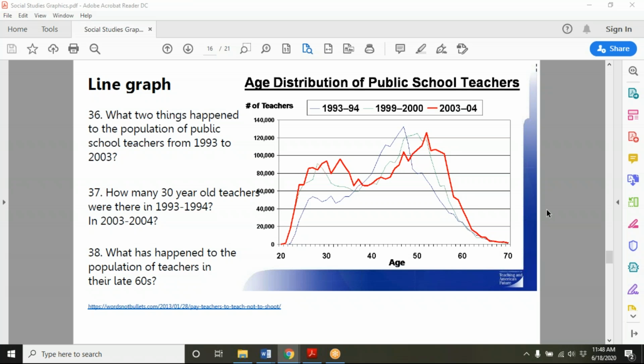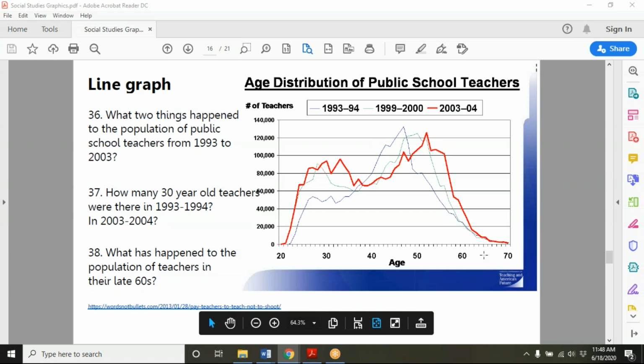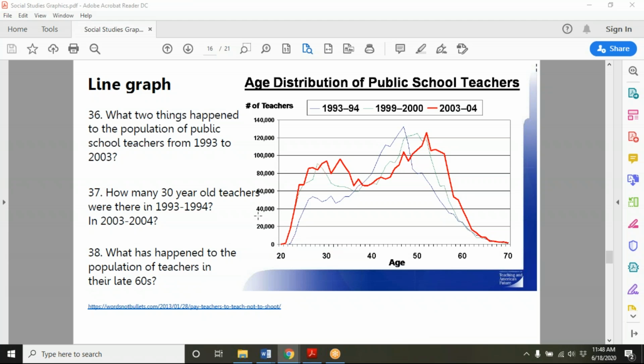Okay, line graph, same sort of thing. This is age distribution of public school teachers. Kind of tricky here. Now, this is 3 graphs in one. This is tricky to look at. Across the bottom we have age 20 to 70. Up the vertical axis, we have number of teachers, 20,000 teachers, 40,000, 60, 80, 100,000. The 3 different lines represent 3 different school years.